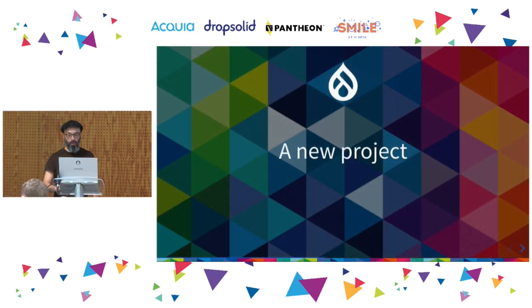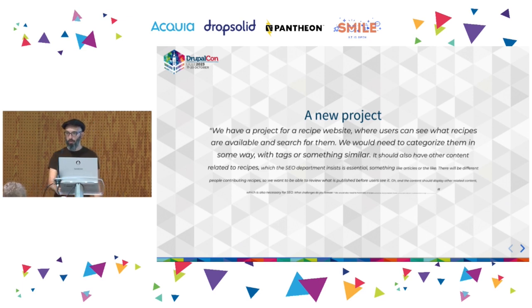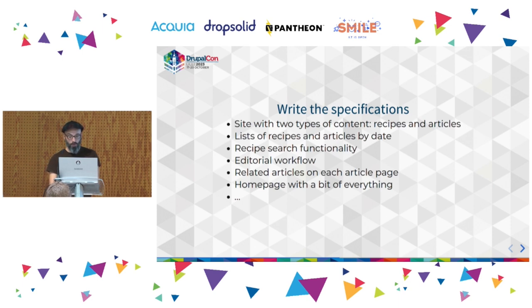Well, first we receive a new project, and I don't know in your case, but sometimes you receive information like this: we have a project for our recipe website where users can see what recipes are available and search for them. We will need to categorize them in some way with tags, something similar. It should also have other content, blah, blah, blah. And a lot of information, not really structured, and with not totally clear requisites. This obviously is a problem because when you have to develop a site, you need clear requisites and everything should be clear for you and for the person that wants the site. So you need to write the specifications.